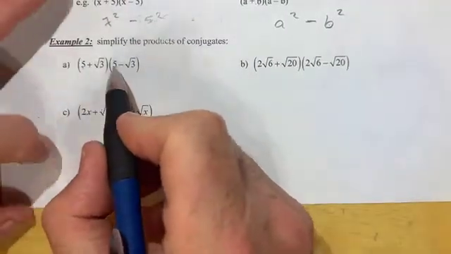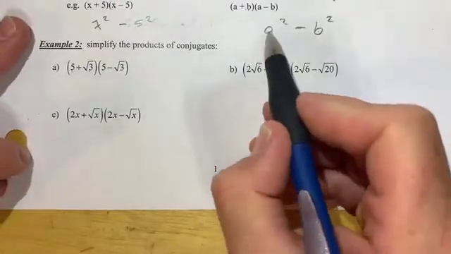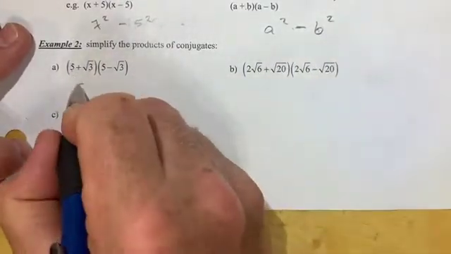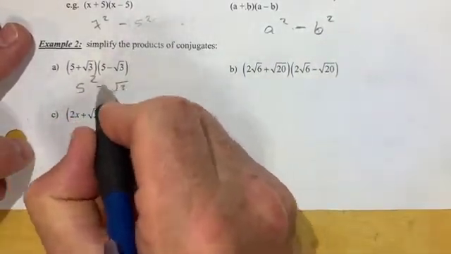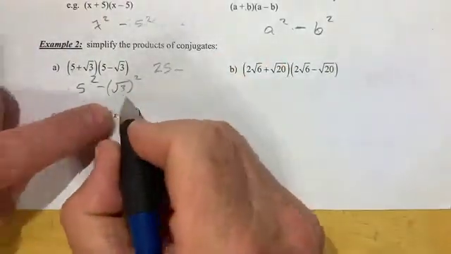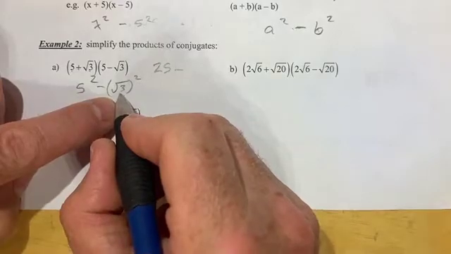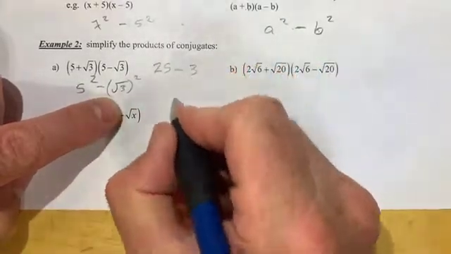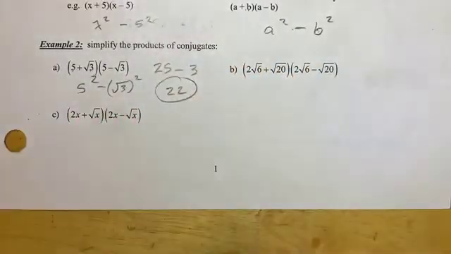5 plus root 3, 5 minus root 3. Remember, it's a squared minus b squared. So it's 5 squared minus root 3 squared. Now, 5 squared is 25. Root 3 squared is not 9. Root 3 times root 3 is 3. So this whole thing becomes 22.